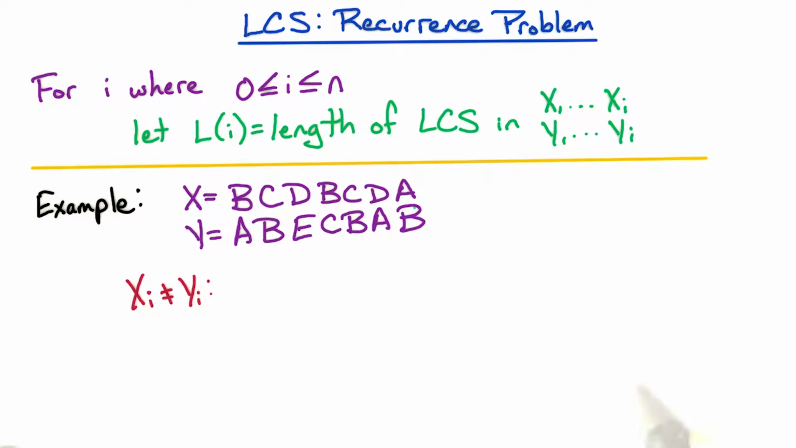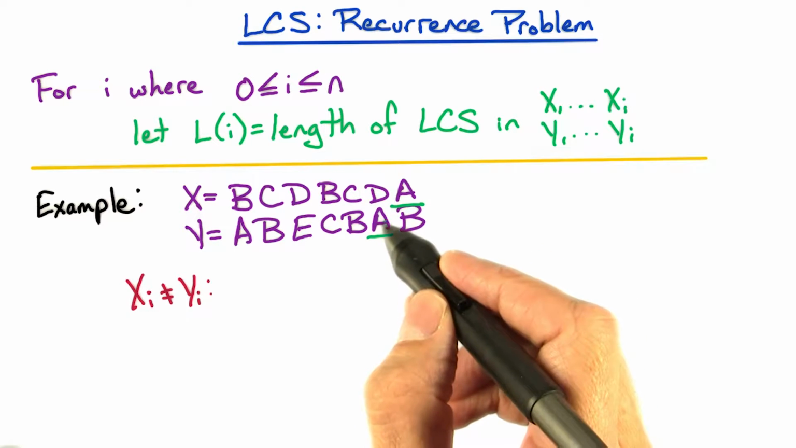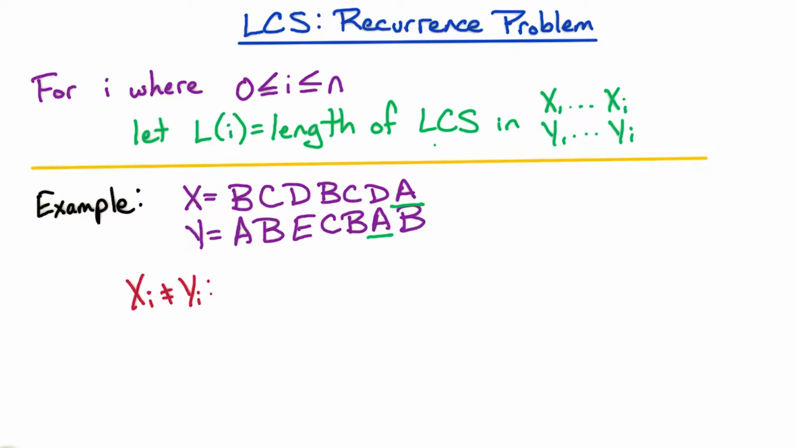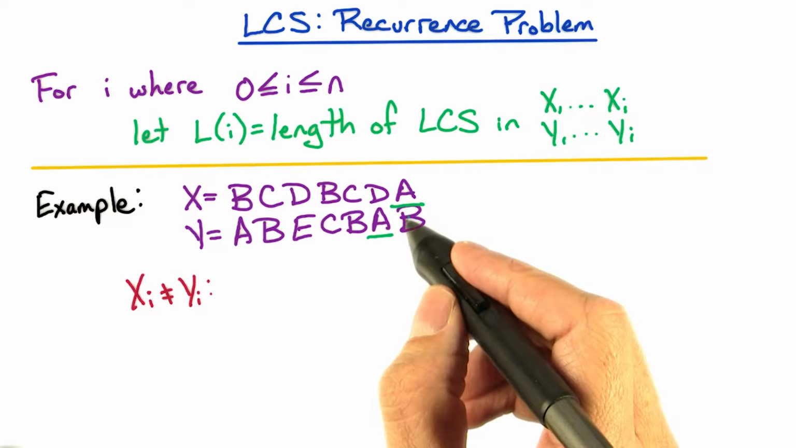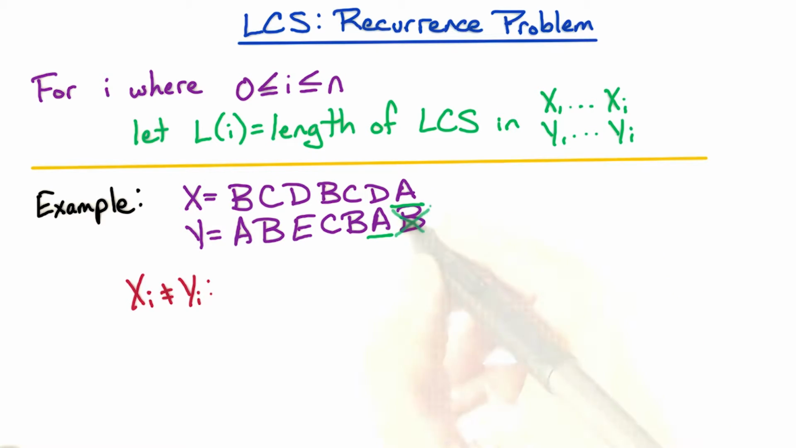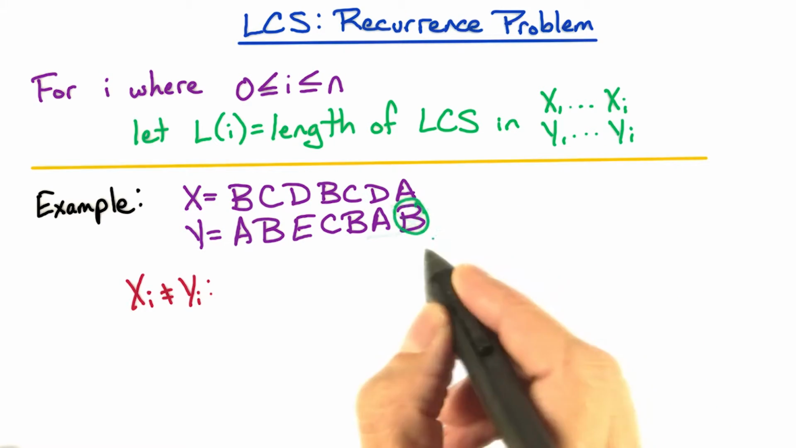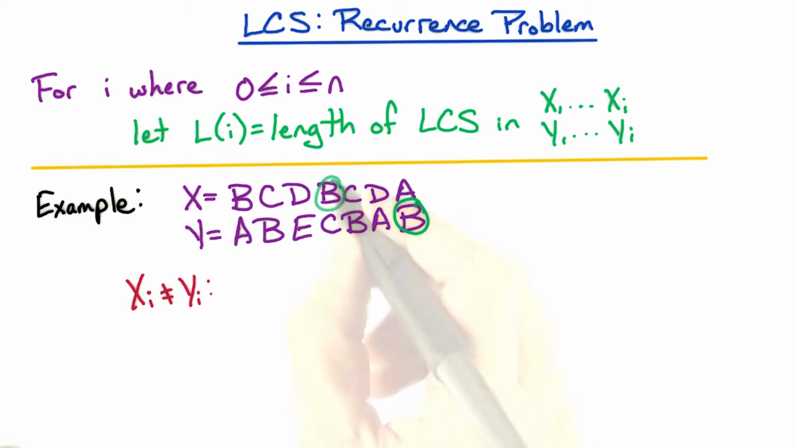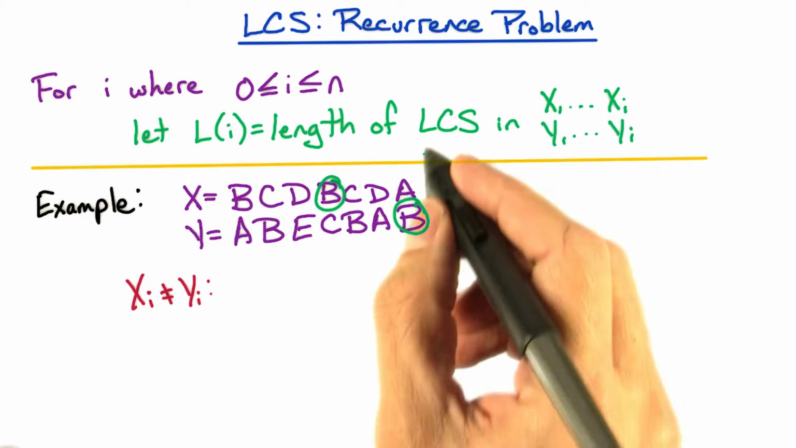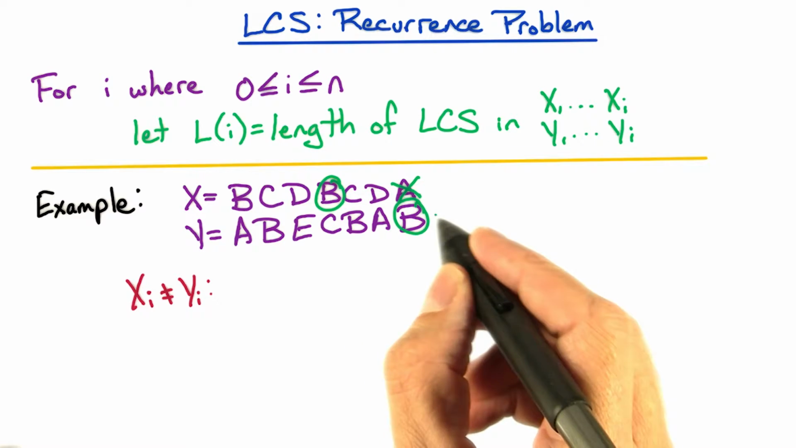Certainly it cannot be both. Now suppose it's a. For example, suppose this is the last character in the longest common subsequence. Then what do we know about yi? Well, b has nothing left to match with in x. Therefore, we know the LCS does not include b, yi. Similarly, if the last character is b, say it's matched with this b, then the LCS cannot include a, because it has nothing left to match with in y.